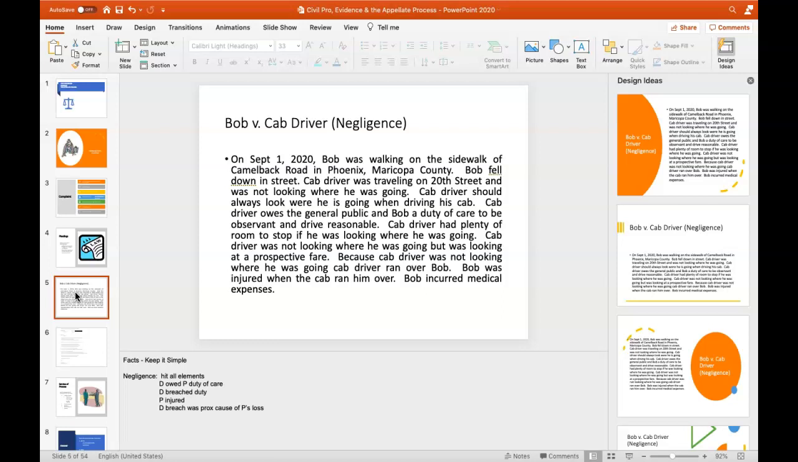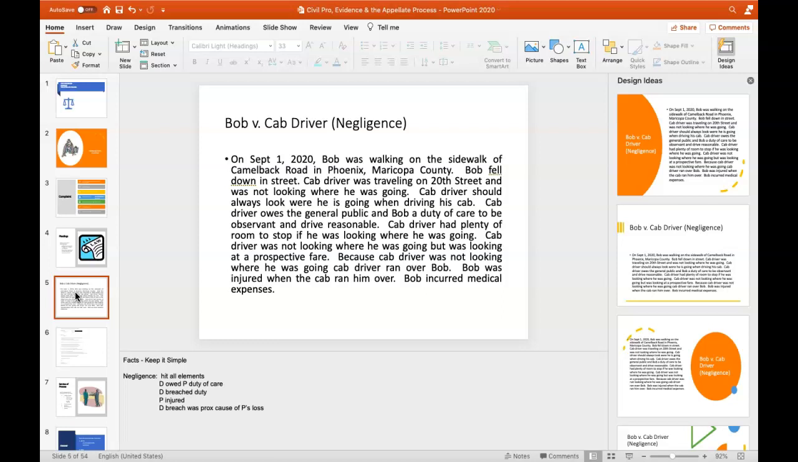Cab driver had plenty of room to stop if he was looking where he was going. Cab driver was not looking where he was going, but was looking at a prospective fare. Because cab driver was not looking where he was going, cab driver ran over Bob. Bob was injured when cab driver ran him over. Bob incurred medical expenses. The facts should be kept simple.